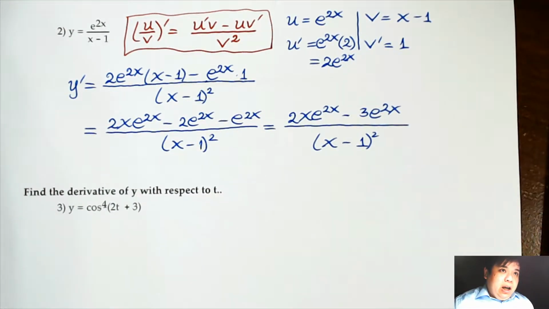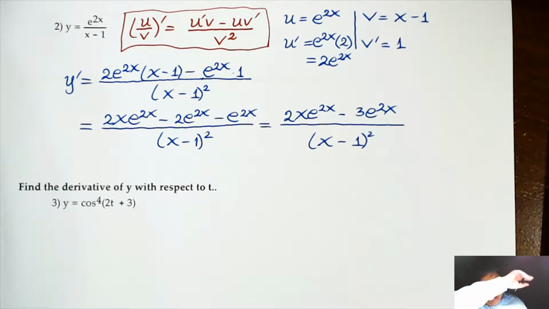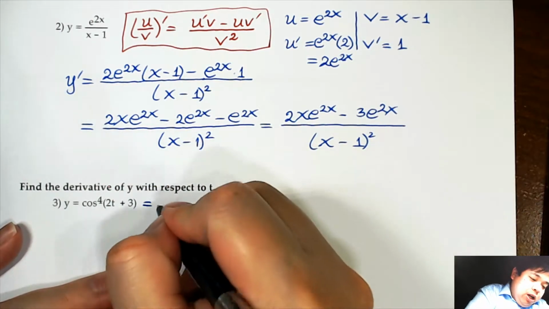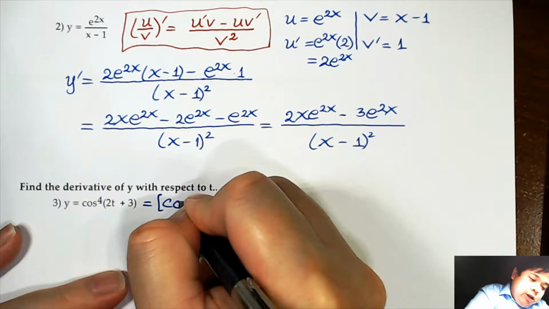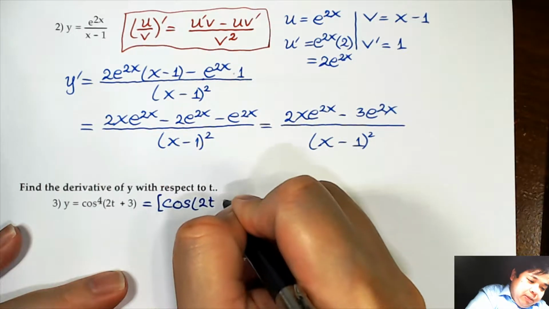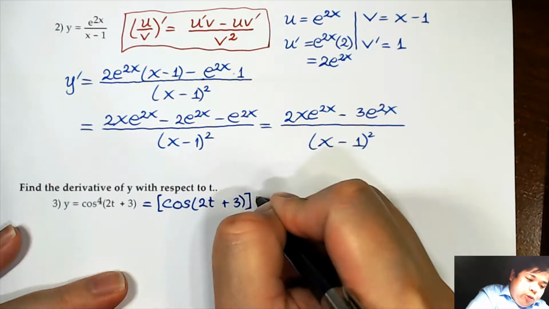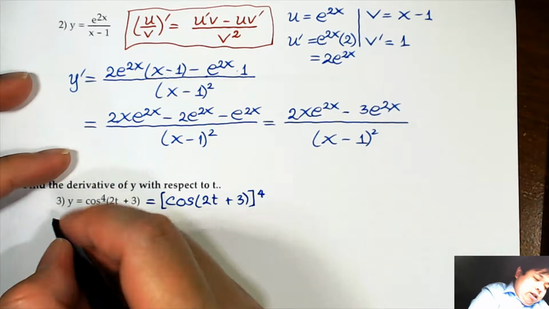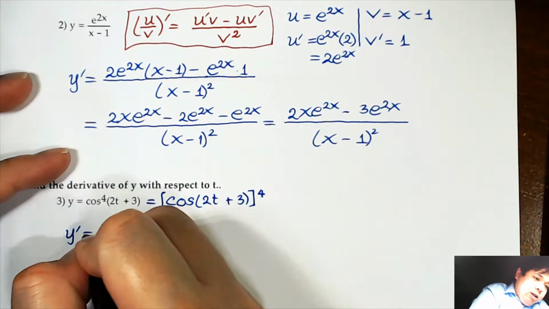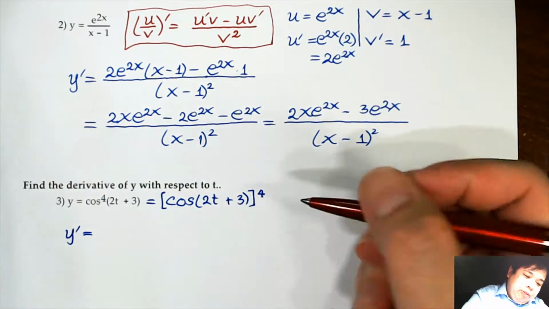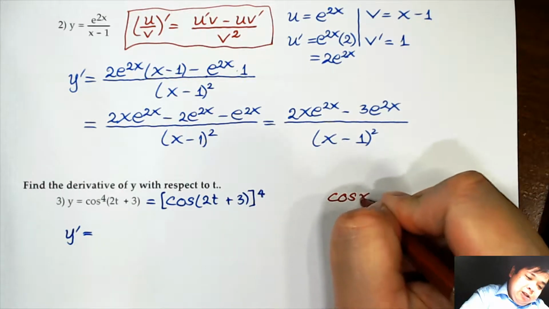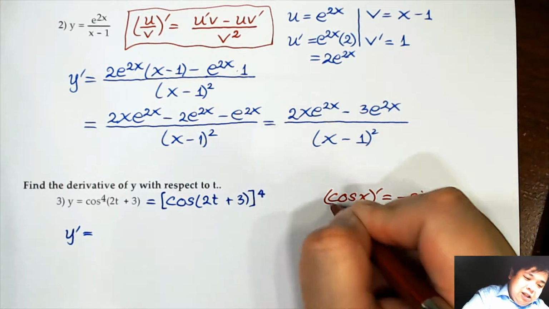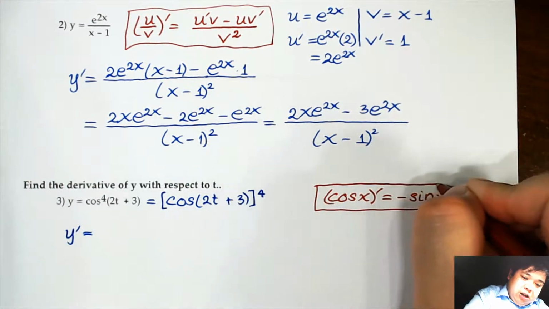The next one is the derivative using the chain rule. I will rewrite this first. Cosine to the fourth power. So actually it is the power of cosine of 2t plus 3 to the fourth power. Now we take derivative of this function. We just rewrite it. So derivative of cosine in general is negative sine x. So that is derivative of cosine.